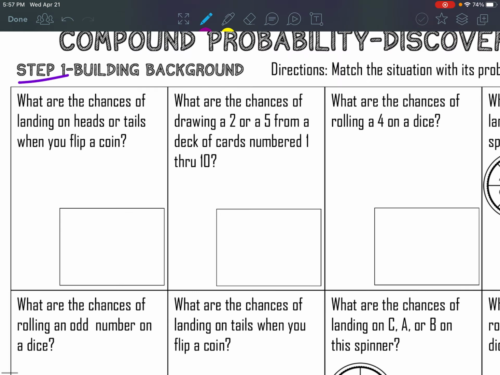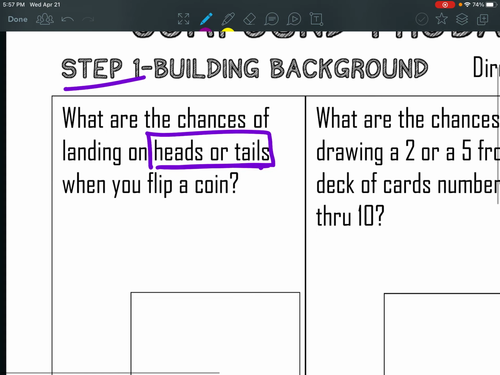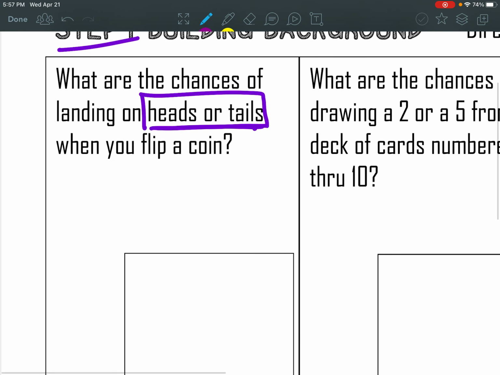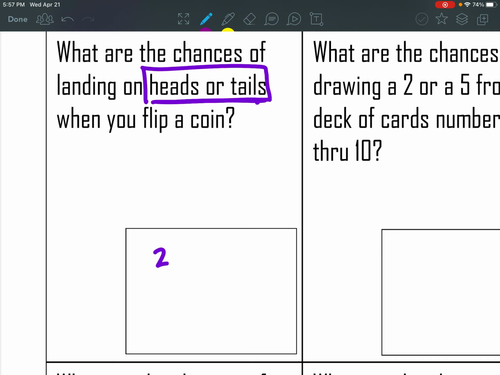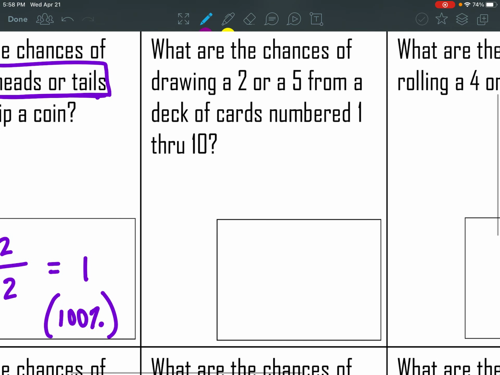What are the chances of landing on heads or tails? So either of those. So how many heads or tails is there on a coin? Well, there's 2. Out of how many total possible outcomes? Out of 2. So 2 out of 2, that is a 1 or a 100% chance of this happening. And what we say then, that is certain. It is 100% going to happen.